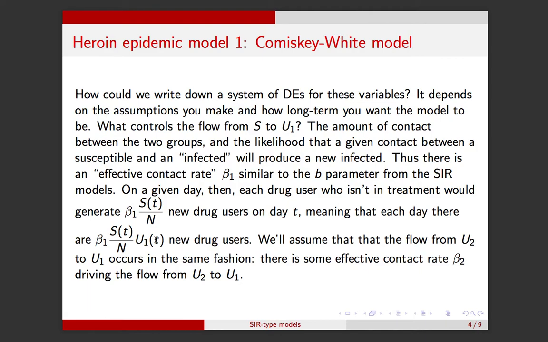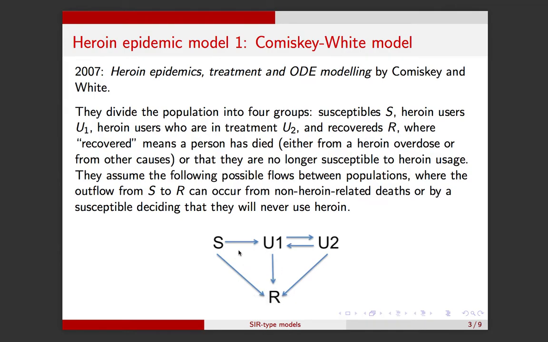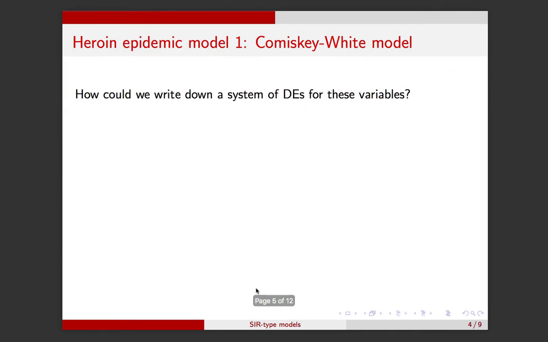Okay, well, we'll assume that the flow from U2 to U1 occurs in the same fashion. So U2, these are heroin users currently undergoing treatment. So we'll assume that relapse occurs because of bad influences from their friends or something, right? That if you're in treatment, you perhaps have friends who are still using who might pull you out of treatment. So we'll assume some sort of effective contact rate beta 2 for that, driving that flow, and so on. So basically for every one of these arrows, you can decide what is driving that flow.